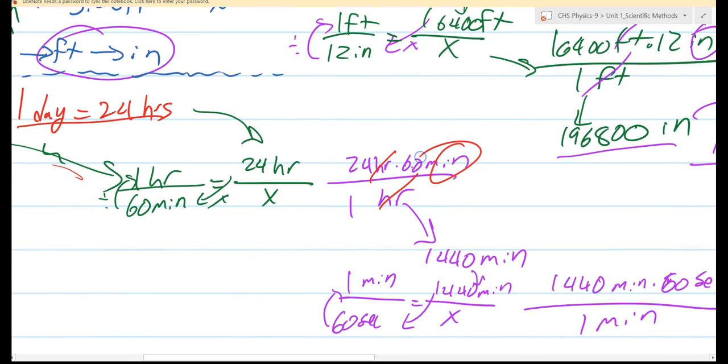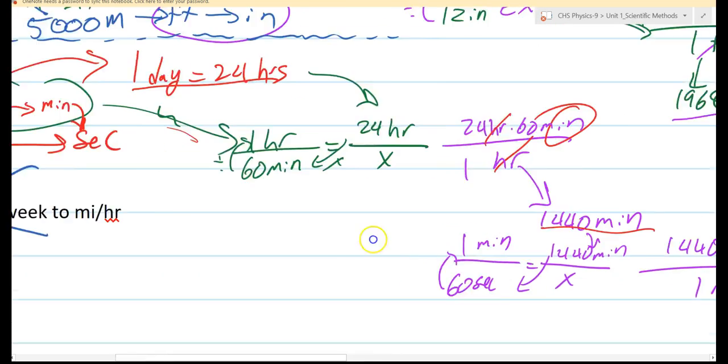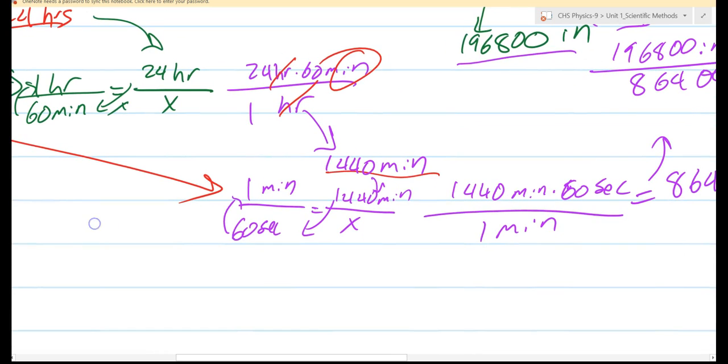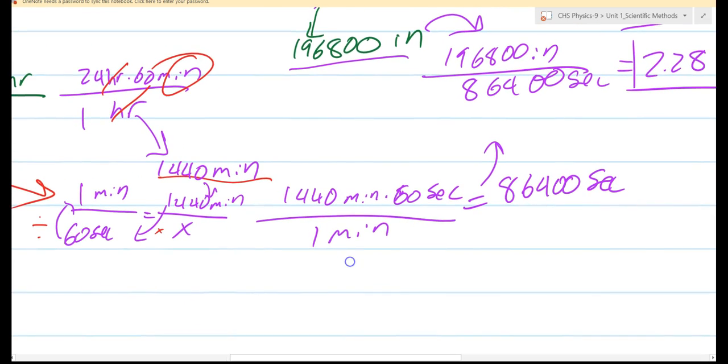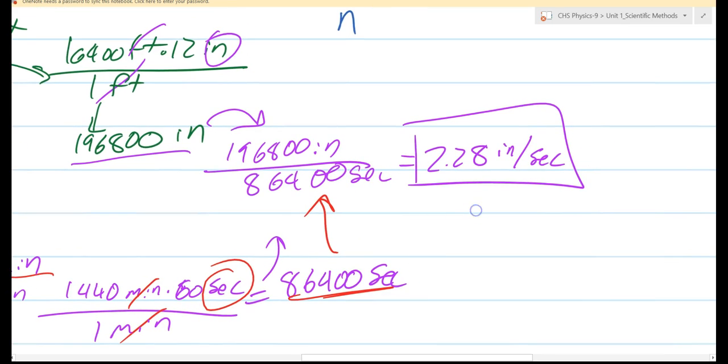Hours go away, I'm left with minutes. These are how many minutes I had. And then I have to go from minutes to seconds. So that's what I did here. 1 minute is 60 seconds. Multiply, divide. Here's my work. Minutes go away, left with seconds. Do my math, I end up with this. Then I come back up here, divide my answers, and that's how I get there.